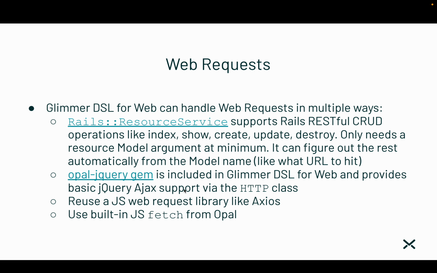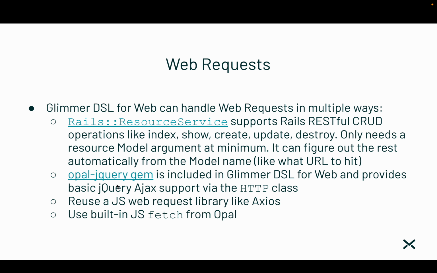I've already explained it. The last thing is web requests. So it's important to be able to make calls to the back end. So there are multiple ways of doing it. Glimmer ships with Rails resource service class, which lets you call Rails RESTful CRUD operations like index, show, create, update, destroy for any model by only passing in the model argument at minimum. And it can figure out the rest, like the URL and stuff like that, and how to pack the parameters for you. I'll show an example of this in a second.